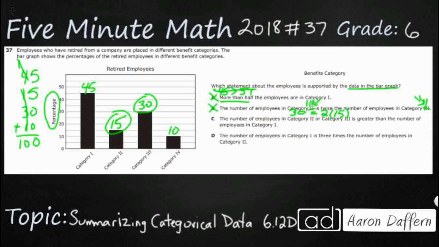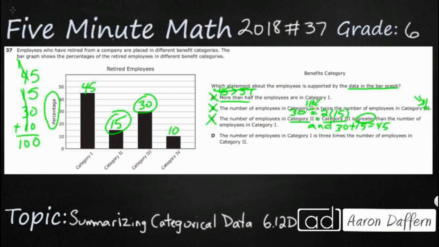C, the number of employees in category 2 or 3 is greater than the employees in category 1. Now that is kind of tricky, so it has to be one or the other. But even so, that doesn't make sense because neither of them are larger than category 1. But what if you were to replace this with and? If you were to say category 2 and 3, well, guess what? That would be 30 plus 15. That would get you 45. But even 45 is not greater than 45. It's equal to 45. So that is not the correct answer.